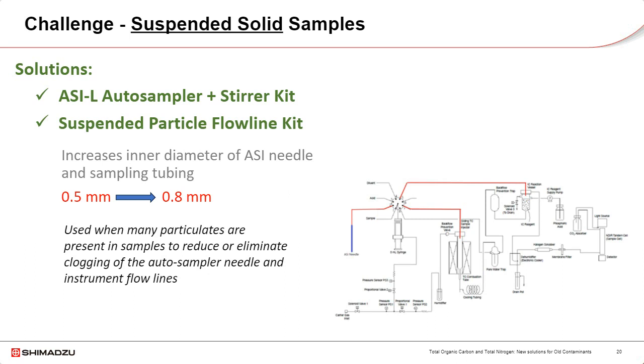Now, second, we offer specialized autosampler needle and autosampler tubing. What this autosampler needle and tubing do is increase the inner diameter of the needle and the tubing from 0.5 millimeters to 0.8 millimeters. This will decrease the likelihood that particulates will be pulled in that can clog any of the flow lines in the instrument.